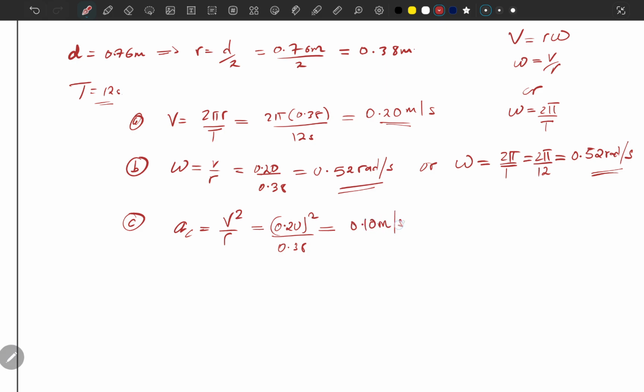Or you can use this formula: centripetal acceleration is equal to angular velocity squared times radius. And our angular velocity was 0.52. You square it, and our radius was 0.38. You'll be getting the same.